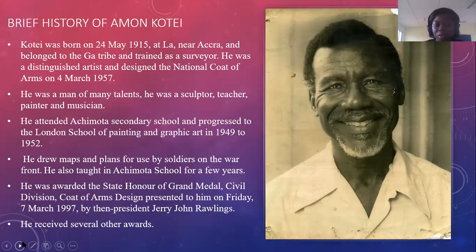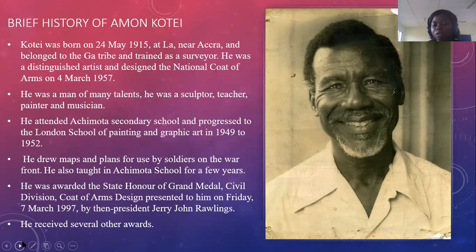He attended Achimota Secondary School and progressed to the London School of Painting and Graphic Arts in 1949 to 1952. Let me tell you something small about this man called Amonkote. When he was in Achimota School, he did so well. He was so exceptional to the extent that they gave him a scholarship to be able to further his studies outside. That's how come he was able to attend the London School of Painting and Graphic Arts. Okay, so we should be taking some cues from this man. He's a great man and he's taught us a lot so far.